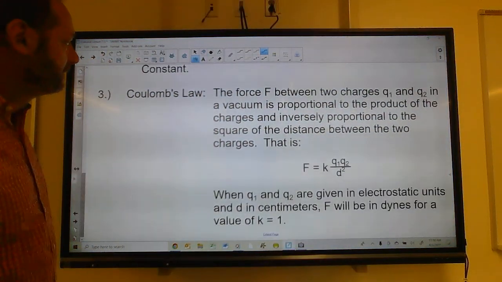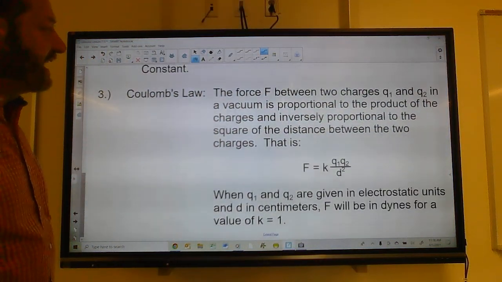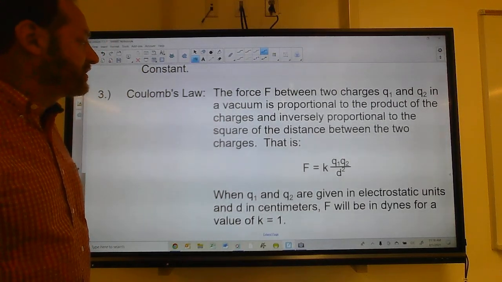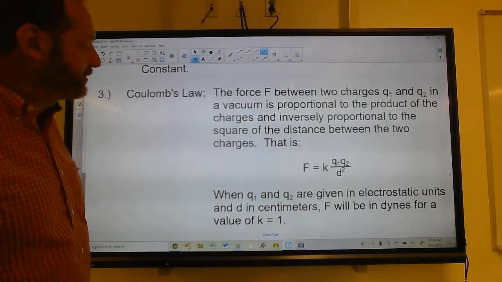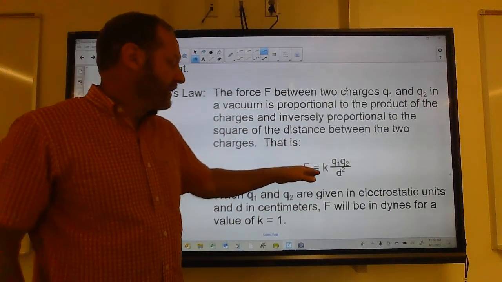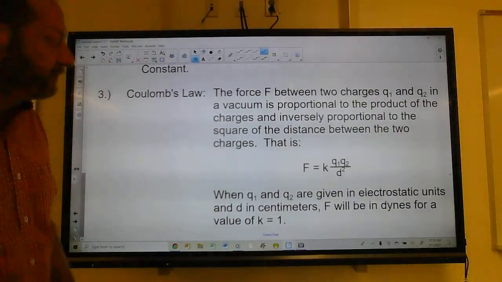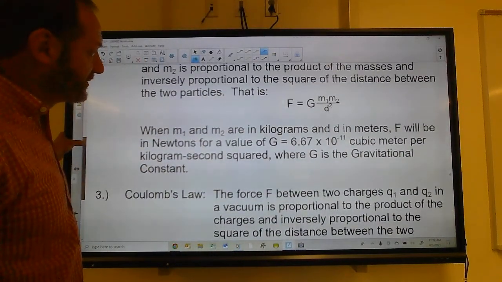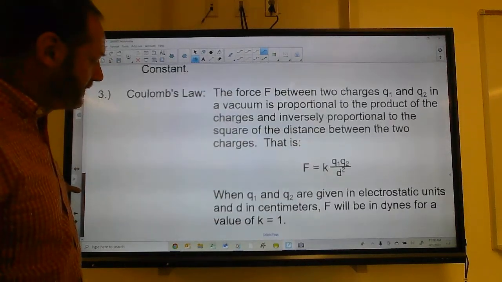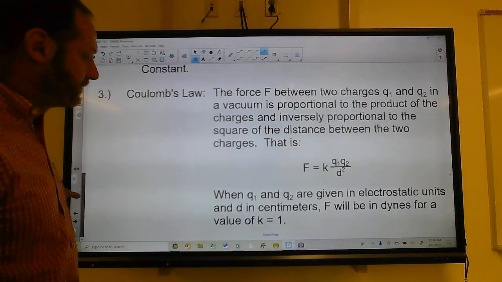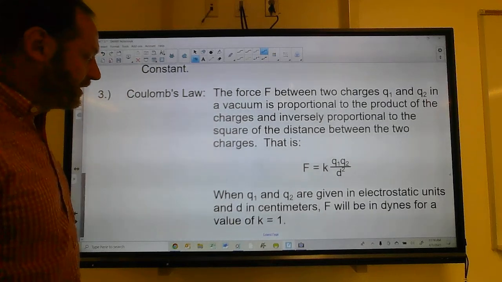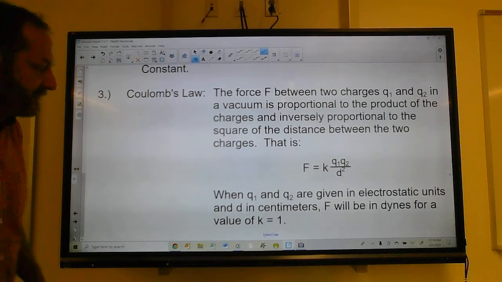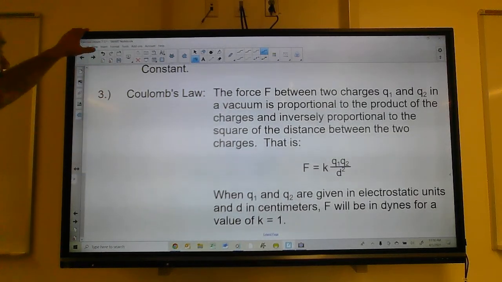Coulomb's law. The force F between two charges, Q1 and Q2 in a vacuum, is proportional to the product of the charges and inversely proportional to the square of the distance between the two charges. So F equals K times Q1 times Q2 divided by d squared. So this works virtually exactly the same as that one, except it's electrical charges. Q1 and Q2 are given in electrostatic units and d in centimeters. So F will be in dynes for the value of K equals 1.